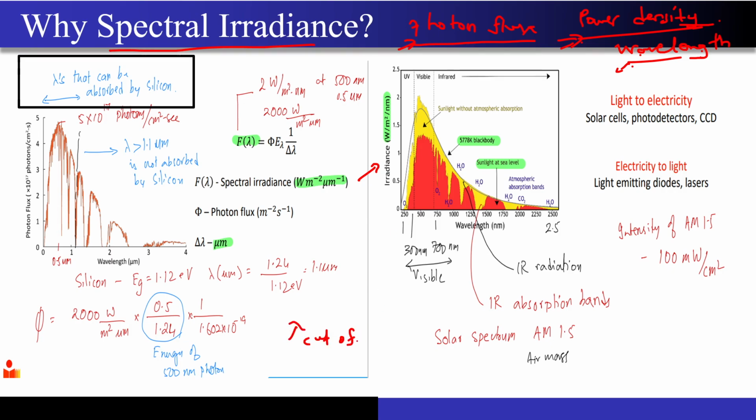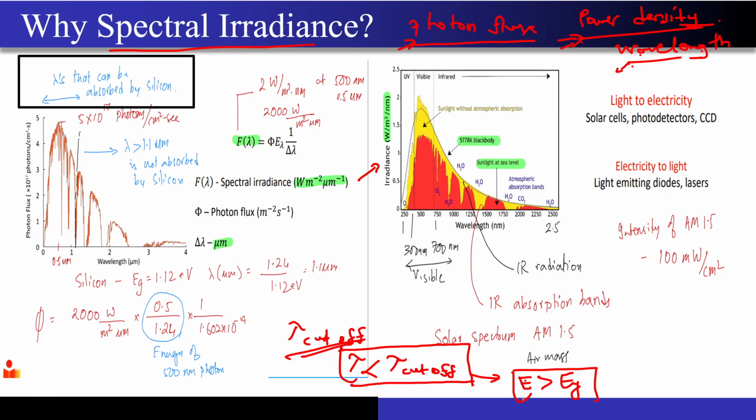What do I mean by lambda cutoff? Light which has a wavelength smaller than the lambda cutoff, only those lights will be absorbed by the semiconductor material, or in other words, light which has energy greater than the band gap energy, only those photons will get absorbed. Correct. So now if you look over here, if I just take a wavelength, what is the Eg of the silicon?